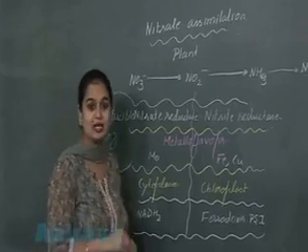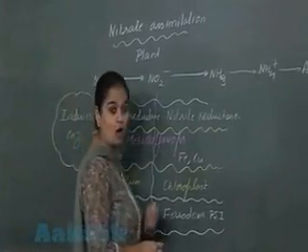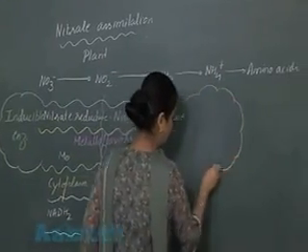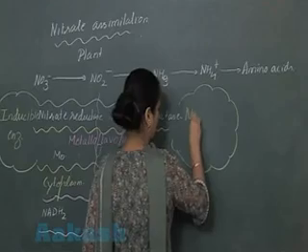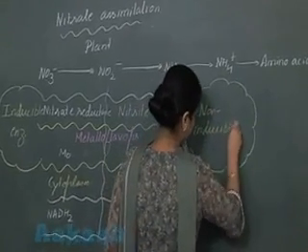But nitrite reductase, whether the substrate is present or it is absent, is always present in the cell. It is always formed in the cell. So this is a non-inducible enzyme.